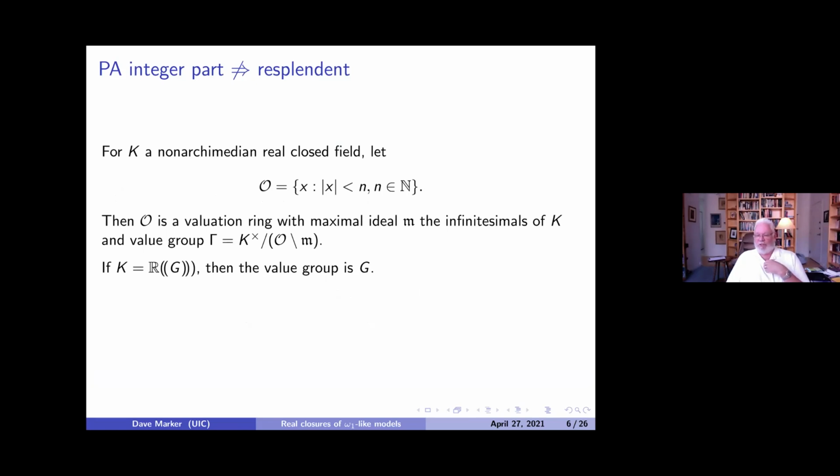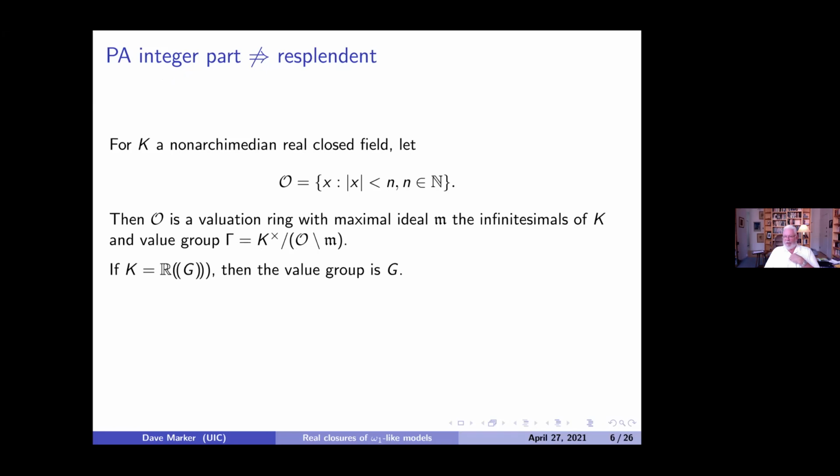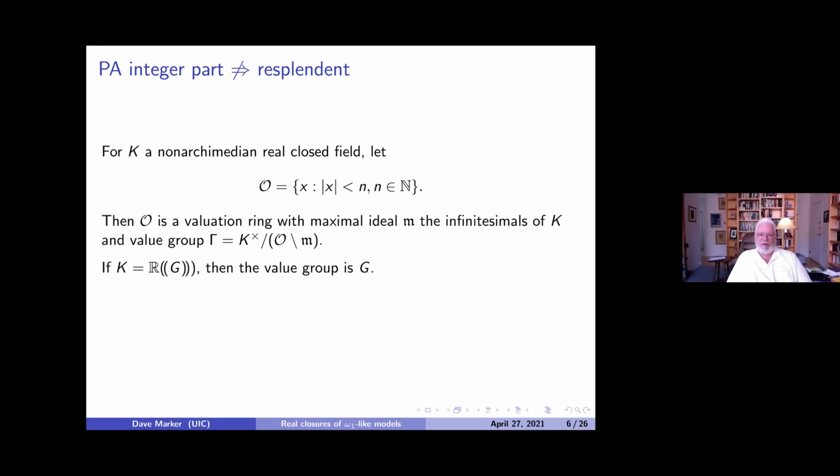So take a non-Archimedean real closed field. And then in it, I want to form O, the convex hull of the natural numbers. So this is always going to be a valuation ring. Any element of the field is either in O or its inverse is in O. The maximal ideal is the infinitesimals. And the value group of the field is just the multiplicative group mod the units. I mean, this is sort of the standard valuation construction. And just for an example, if I started with the Hahn series field, the value group is G. So this is sort of an algebraically meaningful thing that's associated with the group.